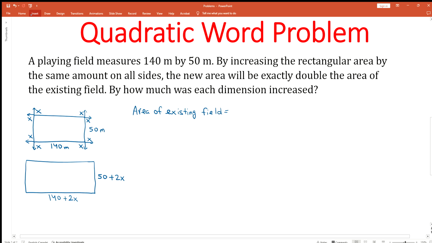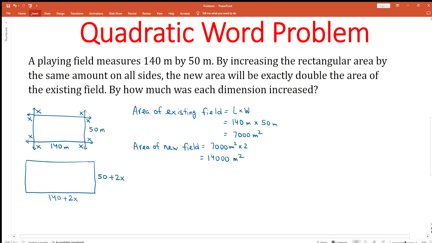The formula for area of a rectangle is length times width. The length of the existing field is 140 meters. The width is 50 meters. The existing area is 7,000 meters squared. Therefore, the area of the new field should be 7,000 times 2, which is equal to 14,000 meters squared.